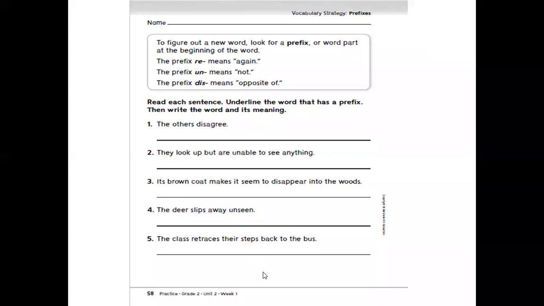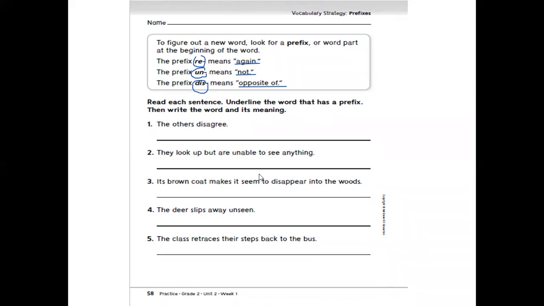To figure out a new word, look for a prefix or word part at the beginning of the word. Here we need to underline the prefix. Re means again, circle it and put again. Un means not. Dis means opposite of.